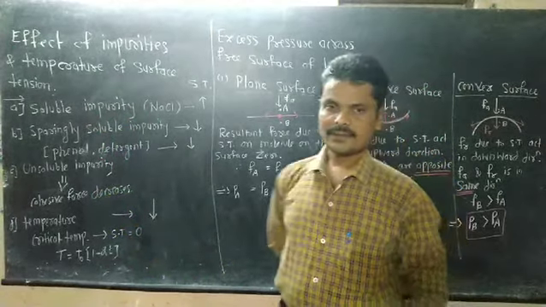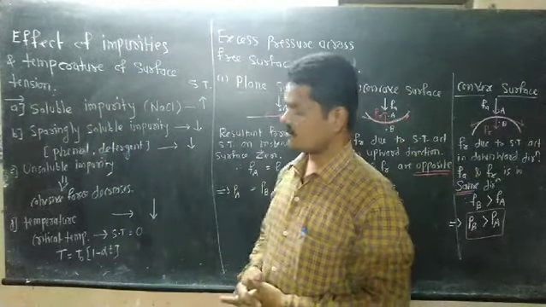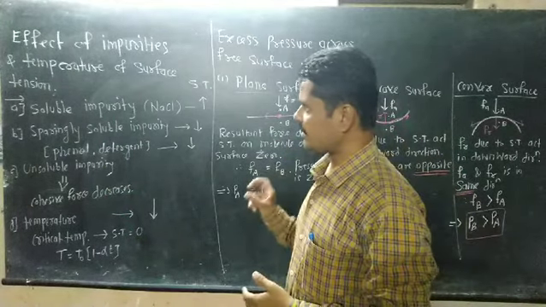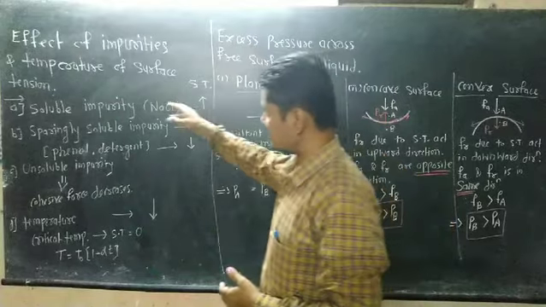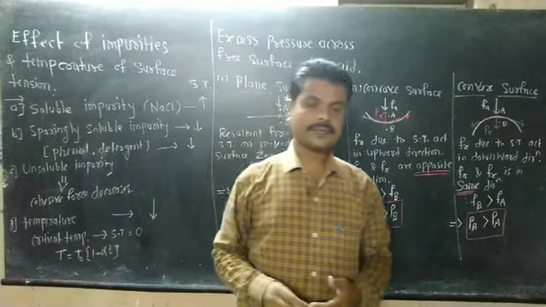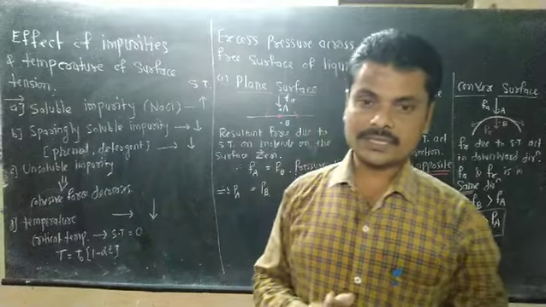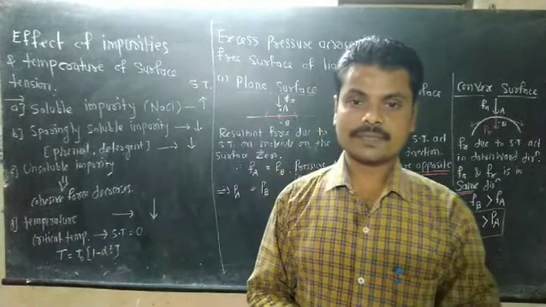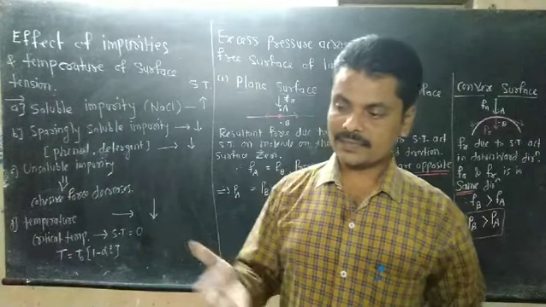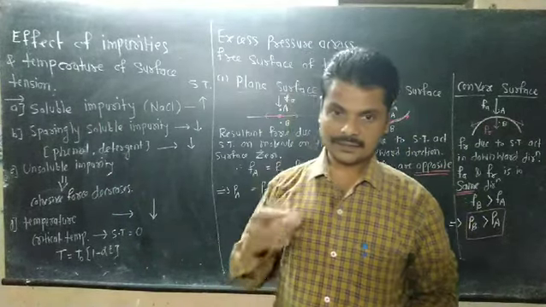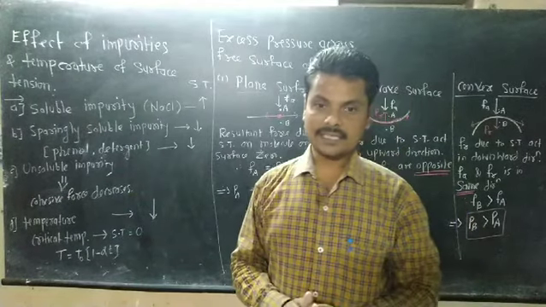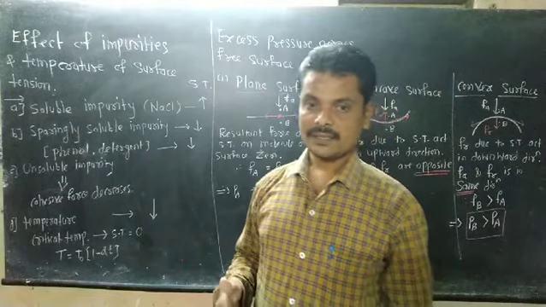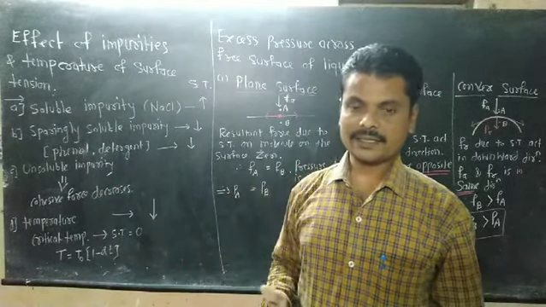Hello student, in this lecture we are going to start a new point, that is the effect of impurity and temperature on surface tension. In the previous lecture we studied how the shape of a drop is decided. For that, I explained that three surface tension forces are responsible for deciding the shape of a drop. The first surface tension is due to the solid and air interface.